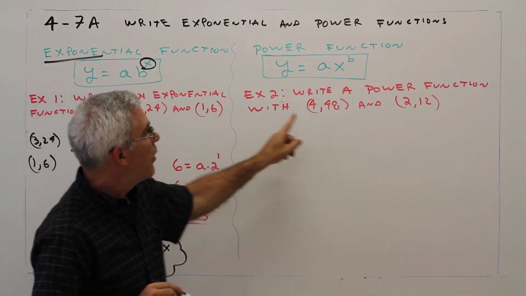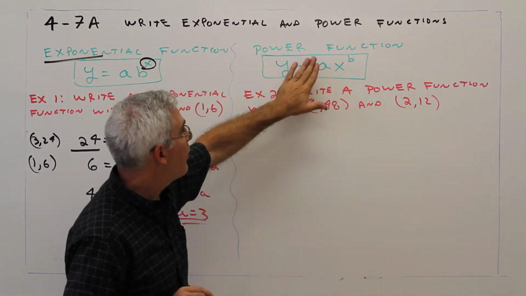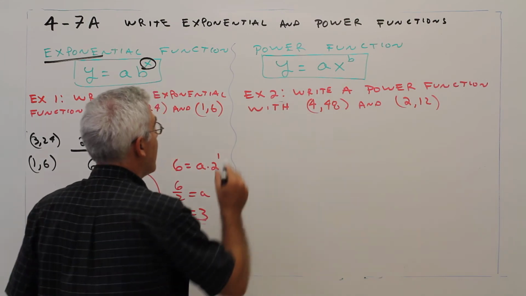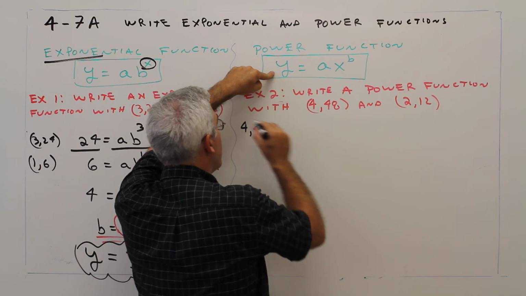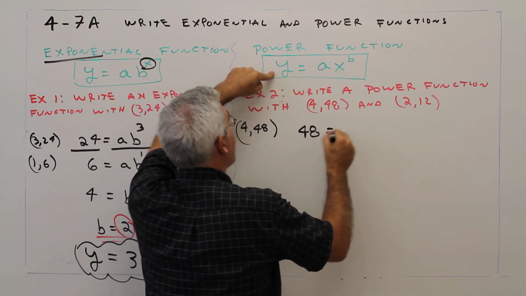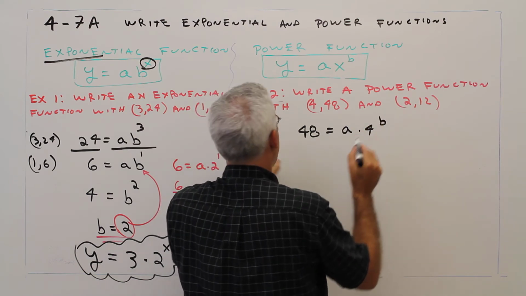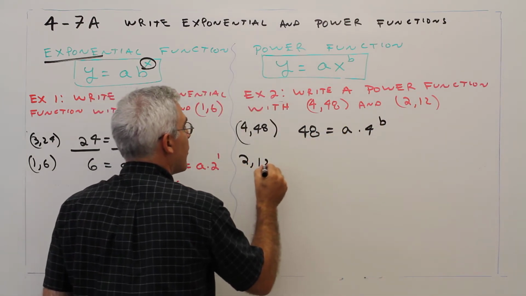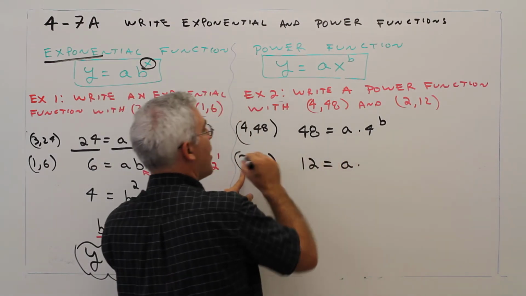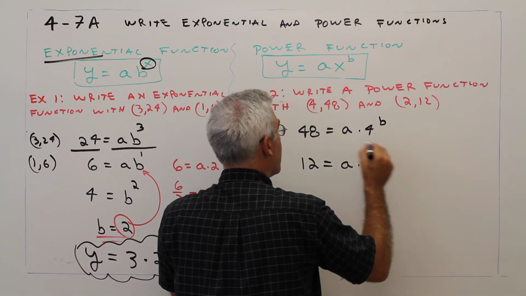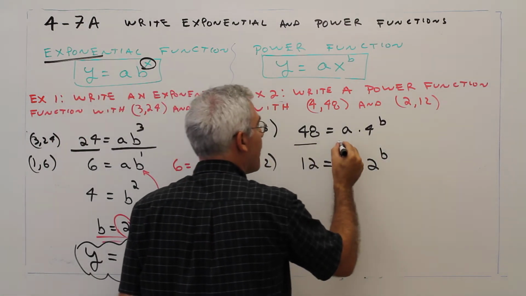Second example, write a power function through 4, 48 and 2, 12. So I'll use this template here. So again, using 4, 48, the y value, 48 equals a, x value, 4 to the b. Using 2, 12, the y value, 12 equals a times the x value, 2 to the b. Again, I'll divide the left side, I'll divide the right side.